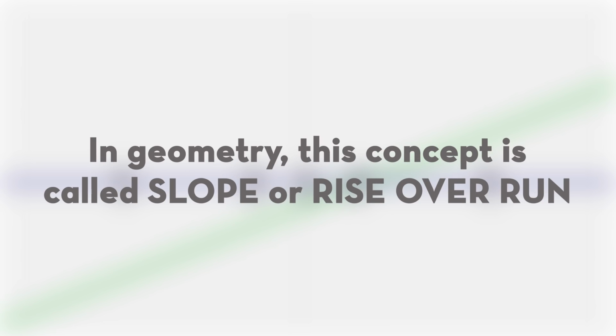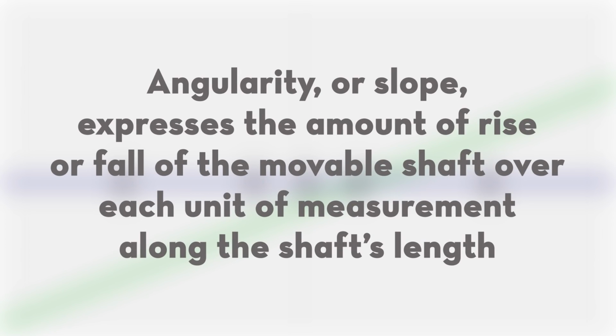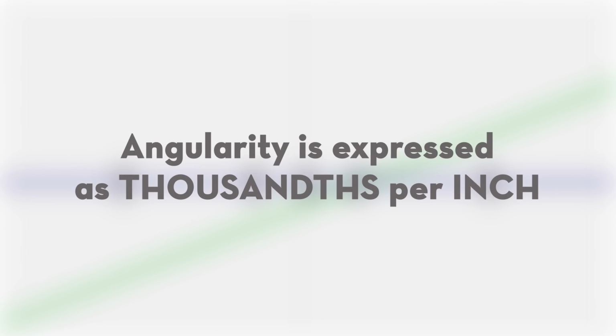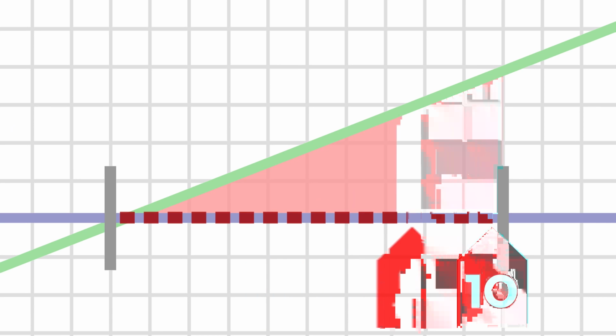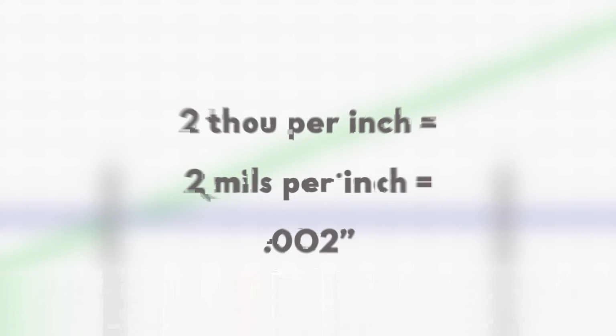In geometry, this concept is called slope, or rise over run. Angularity or slope expresses the amount of rise or fall of the movable shaft over each unit of measurement along the shaft's length. Angularity is expressed as thousandths per inch. From the graph, we can see that the shaft rises 20 thou between the front and back feet of the motor. The distance between the front and back feet of the motor is 10 blocks across, or 10 inches. Divide the rise of 20 thou by the run of 10 inches to get the angularity, which is 2 thou per inch.